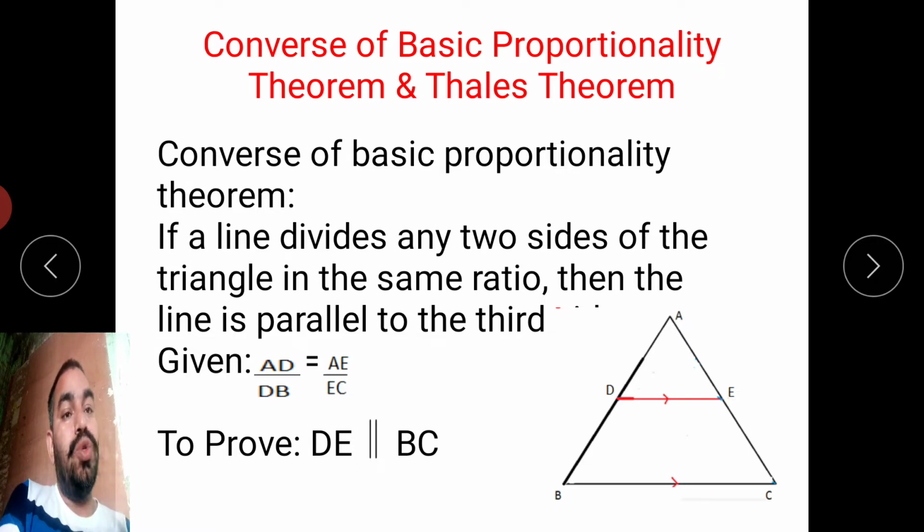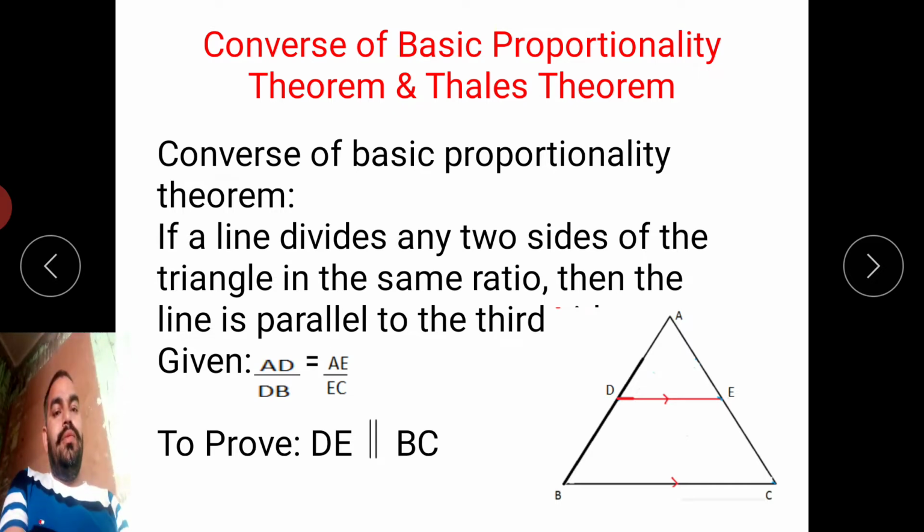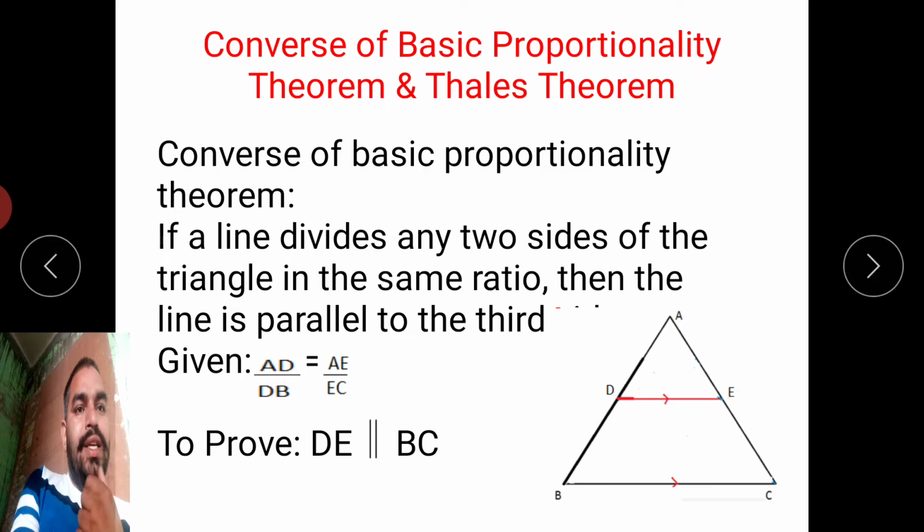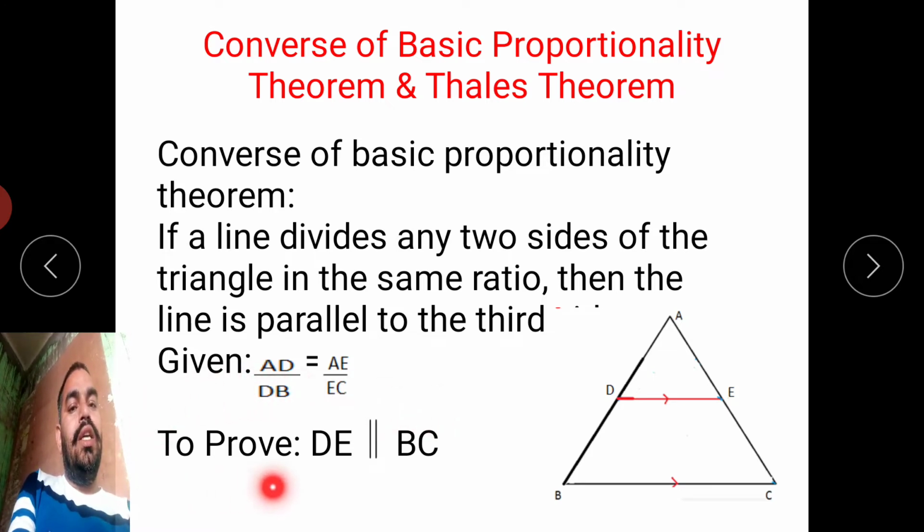If a line divides any two sides, it might be AB and BC also. Now I have taken AB and AC. So now what is given? A line DE divides the two sides AB and AC in the same ratio, which means AD upon DB equals AE upon EC. If this ratio is equal, then prove that DE is parallel to BC.